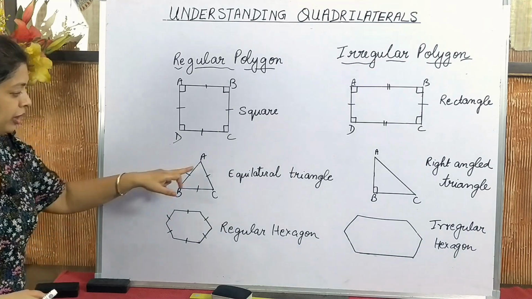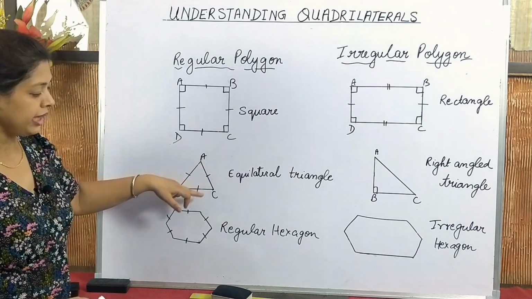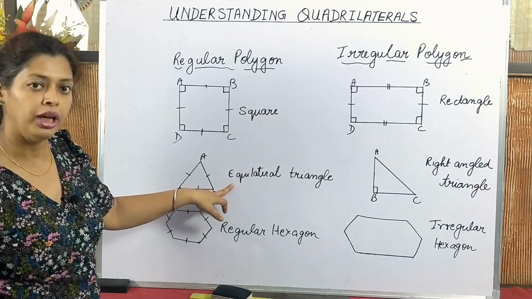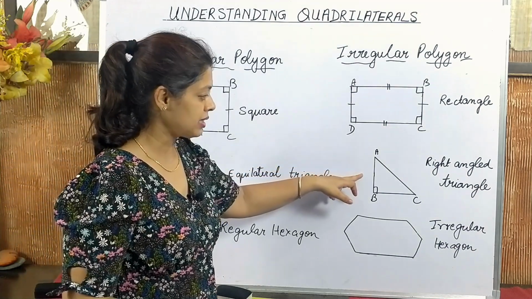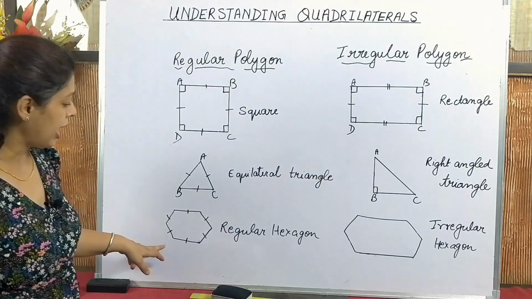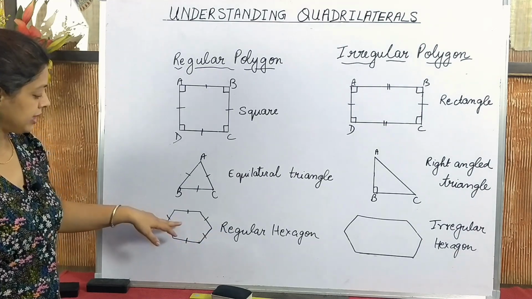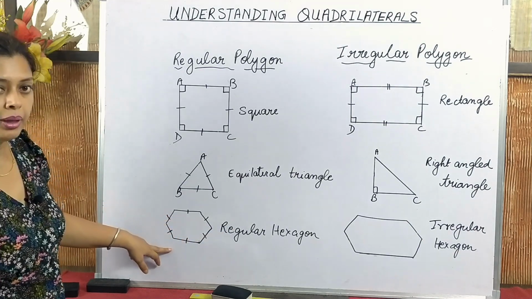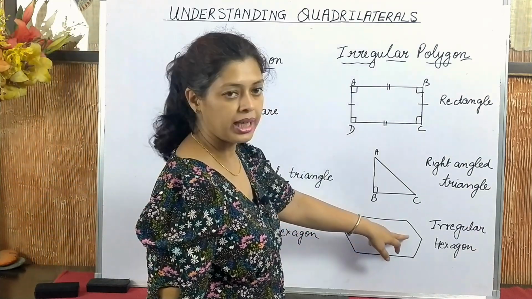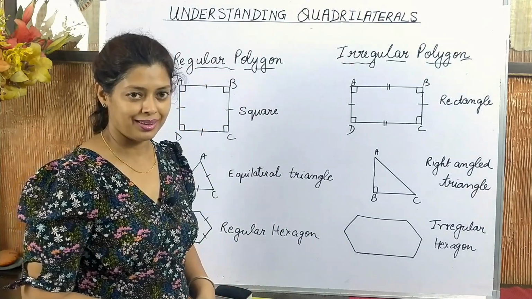Similarly, in an equilateral triangle, all the sides are equal as well as all the angles are also equal. So an equilateral triangle is also an example of a regular polygon, whereas a right angle triangle is not a regular polygon. And if we have a regular hexagon with all sides equal, then its angles also will be equal and it will be an example of a regular polygon. Whereas if the sides of a hexagon are not equal, then it is an example of an irregular polygon.